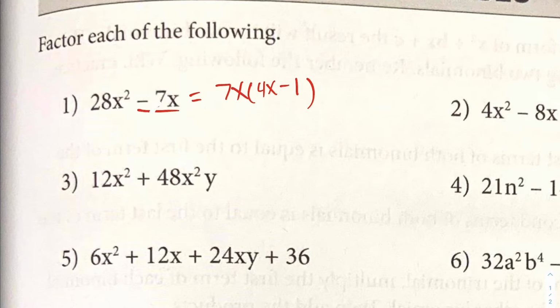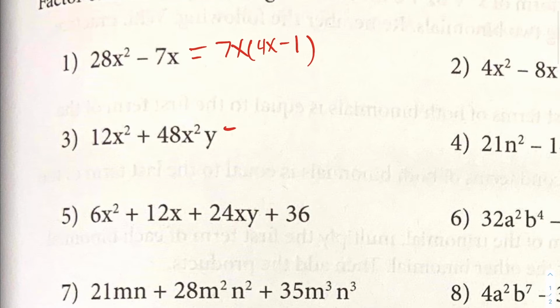And we can erase all these underlines. The greatest common factor between 28x squared and negative 7x are 7 and x. So we can pull those out. We can take them off to the side, and these things are equivalent. So don't forget to write that equal sign.